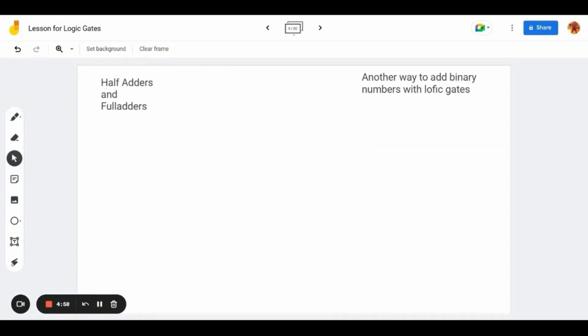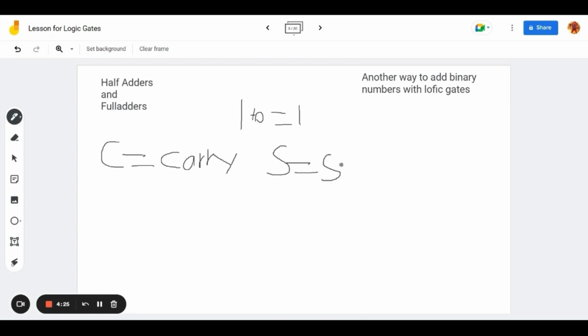Finally, the last part about our logic gates lesson is half adders and full adders. Half adders and full adders are just another way to add binary numbers with logic gates. As you have learned, when it comes to binary numbers, when you add something together, like 1 plus 0, it would equal 1 because there is no carry. When you're adding binary numbers together, there's something called a carry and a sum. Just like in normal math, a carry means it gets carried over to the next column, while the sum is the actual number that's put down.